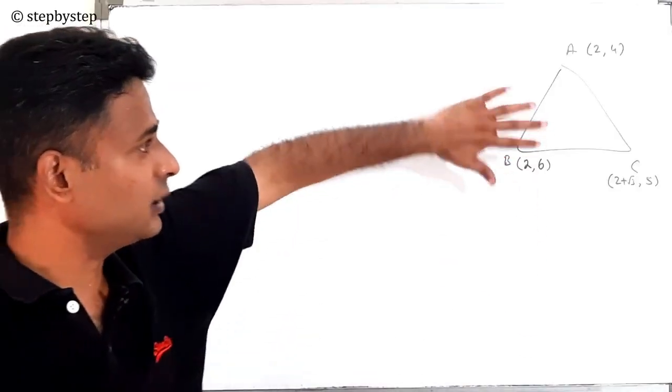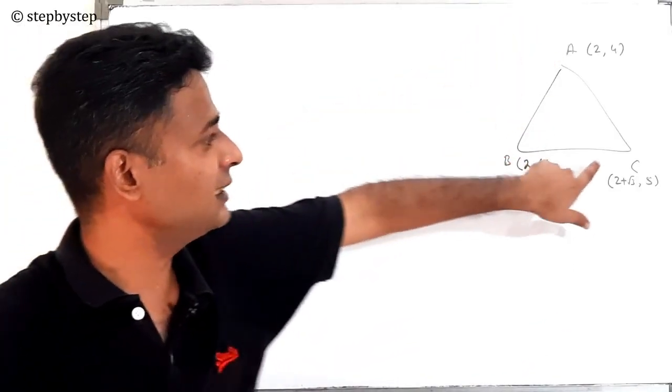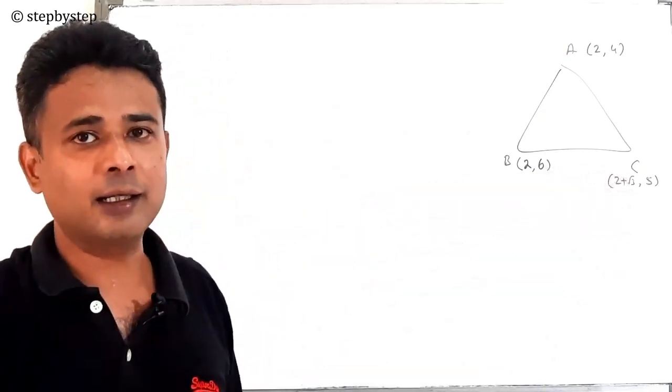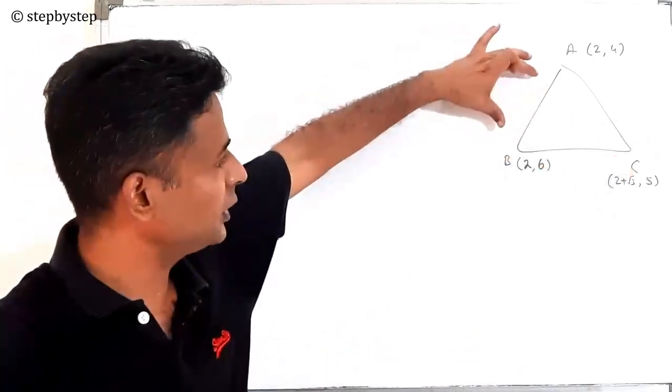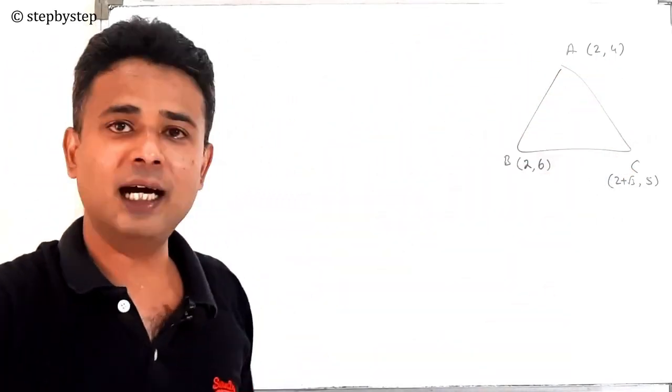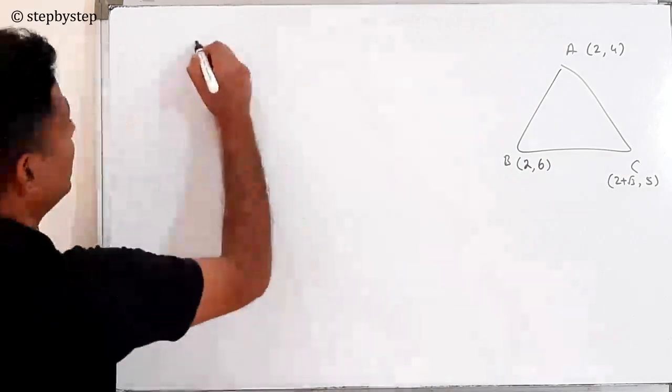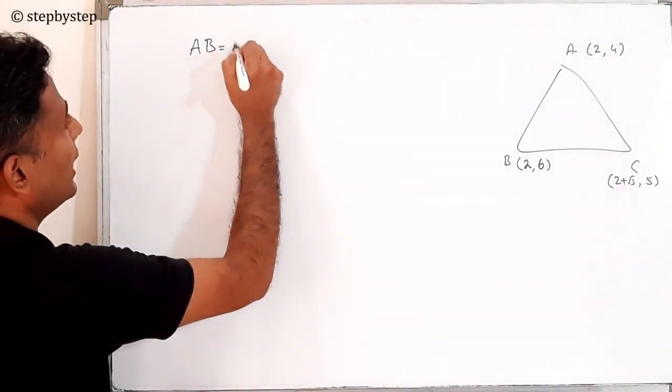Okay guys, now the next question, they have asked us to prove A, B and C are vertices of an equilateral triangle. What is the equilateral triangle? All three sides are equal, which means all we have to do is show AB, BC and AC are equal. So we will find all three now. So AB, what do we get?